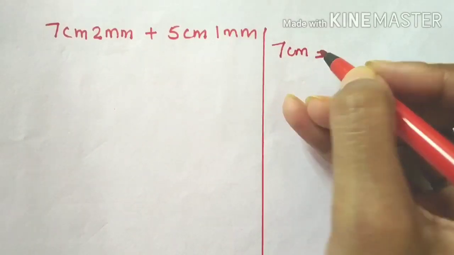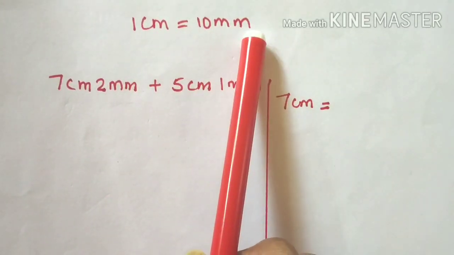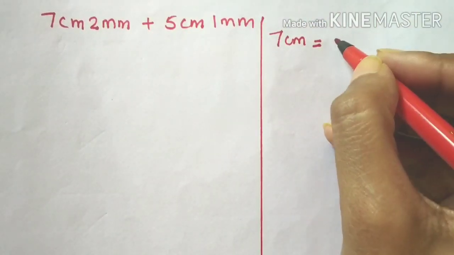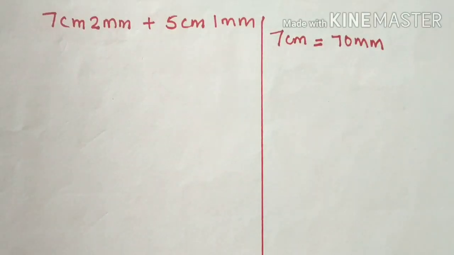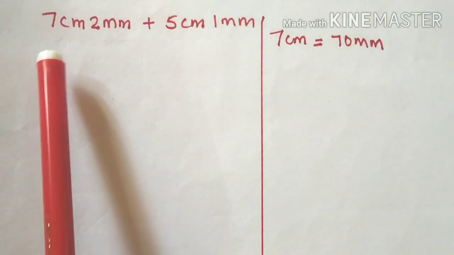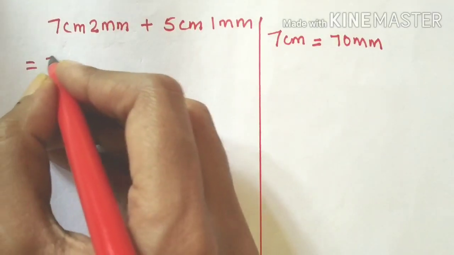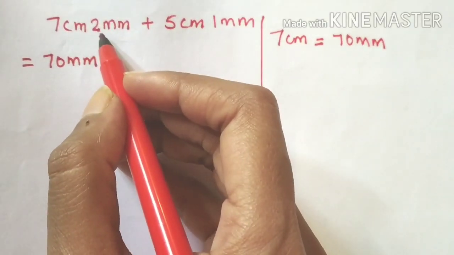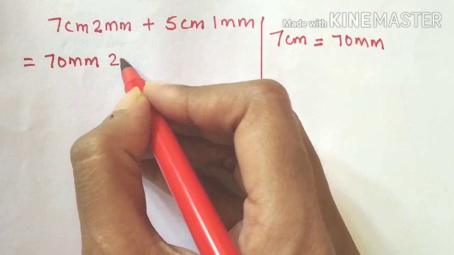Now since we know that 1 centimeter is equal to 10 millimeters, then 7 centimeters will be equal to 70 millimeters. So in place of 7 centimeters, we will write 70 millimeters. And since 2 is already in millimeters, it will remain the same.